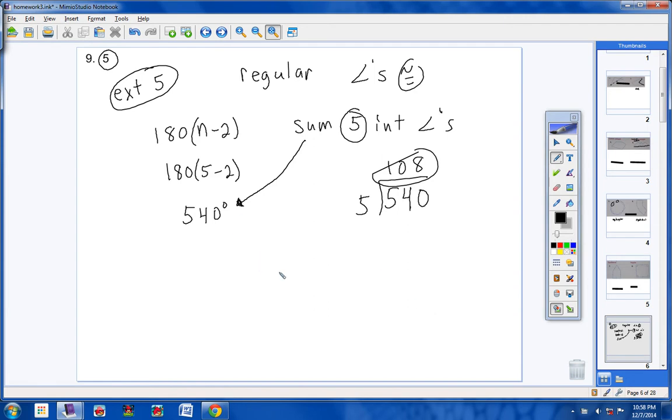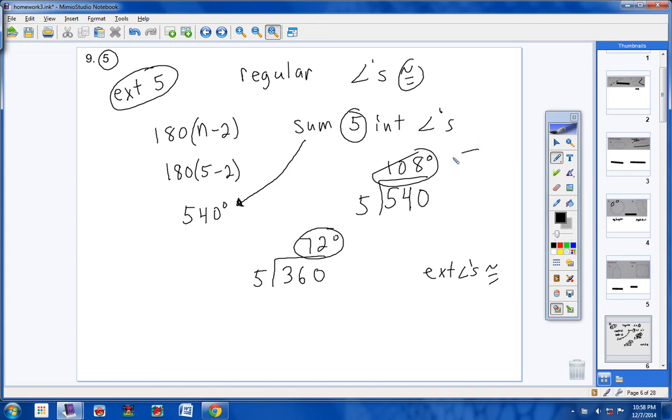Now students, please don't forget that the sum of the exterior angles of a convex polygon never changes. It's 360. Now, it's regular, so all of my exterior angles will also be what? Congruent. So how many do I have? 5. 360 divided by 5, and you get 72. So there's your 2 answers, okay?